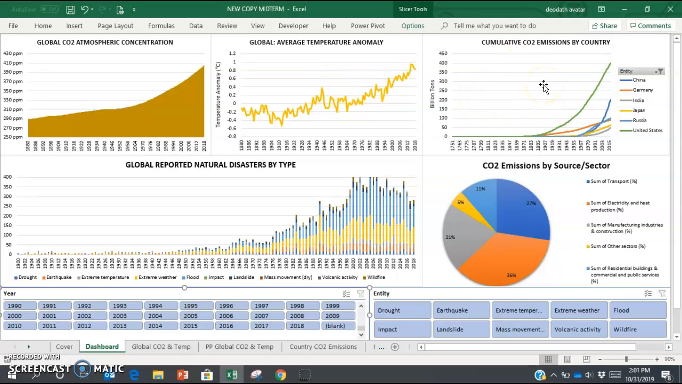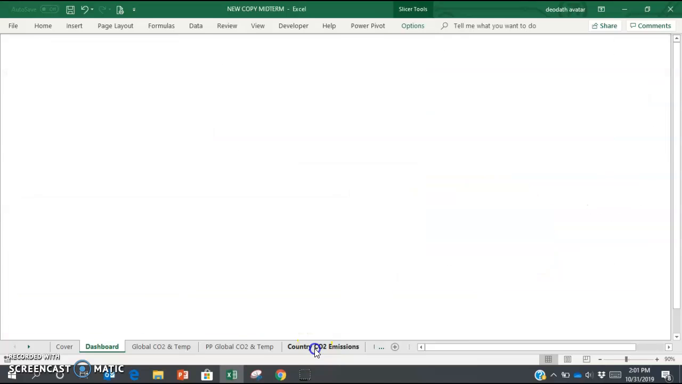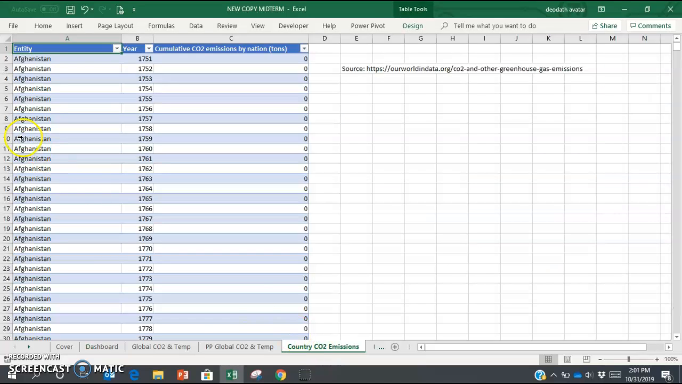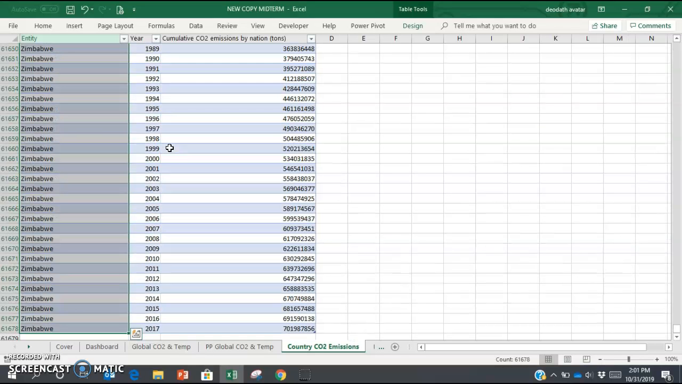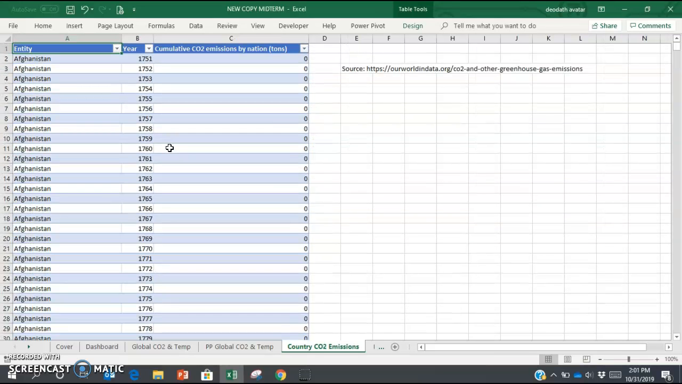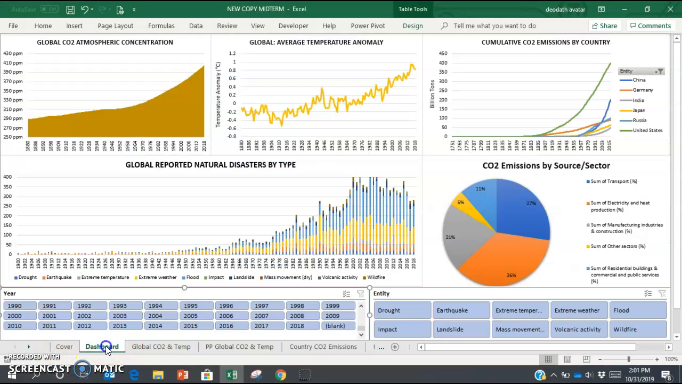Next, I wanted to look at the countries that have emitted the most carbon dioxide. If we go to the data for this chart, as you can see, I have each country in the left column and the year and the amount of carbon dioxide emitted for that year. This is a pretty large data set with 61,000 rows, so I had to manipulate the data. The carbon dioxide for each country was created by adding up their annual emissions over time. And that's how I created this chart.